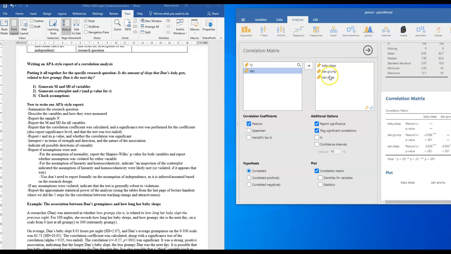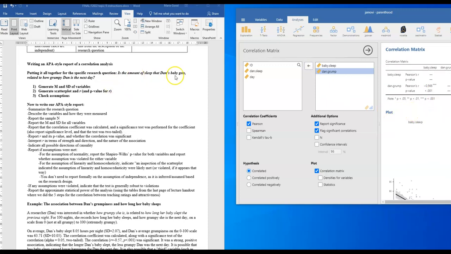We are going to put baby sleep back in here because for this research question, we are looking at the amount of sleep that Dan's baby gets in relation to how grumpy Dan gets the next day.